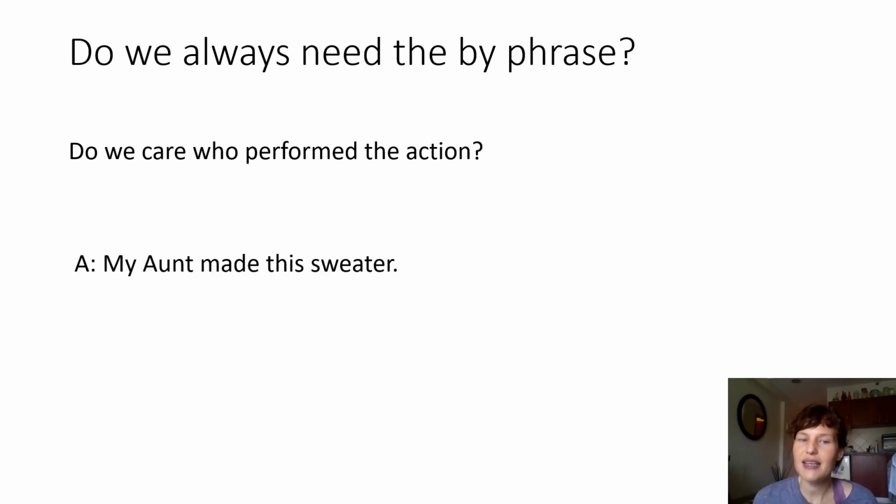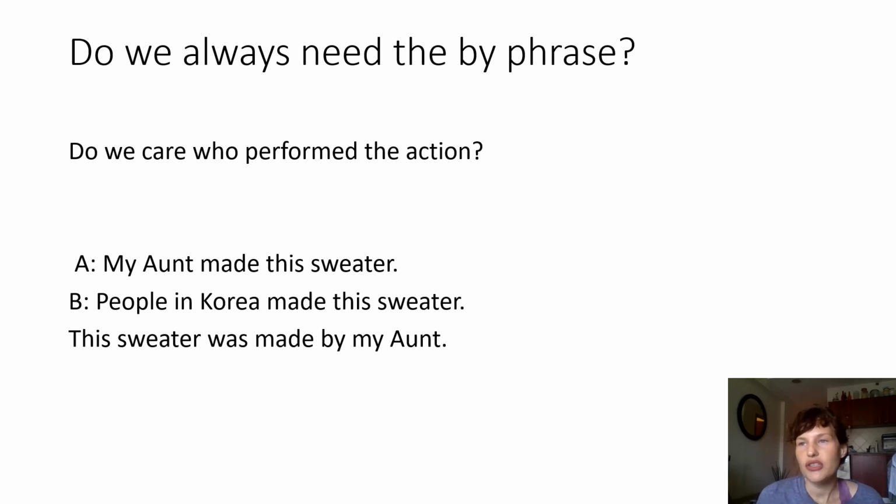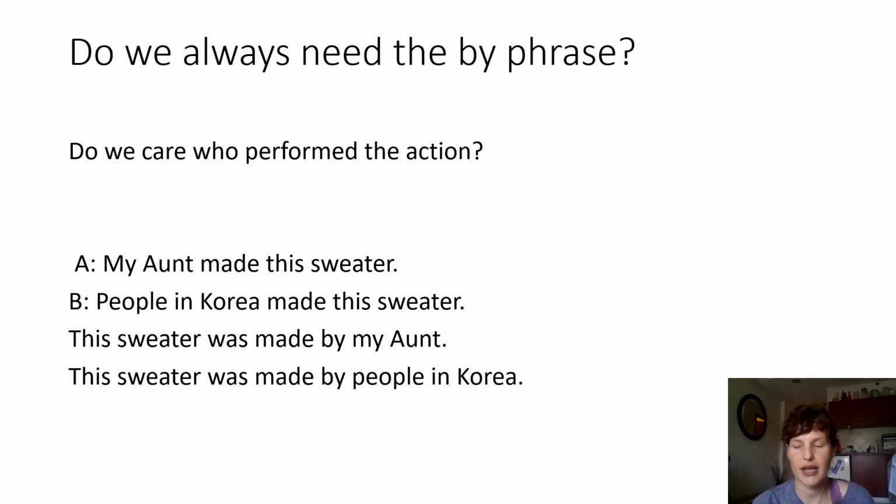For example, if I say my aunt made this sweater, this is sentence A, versus people in Korea made this sweater. Now, I think it's more interesting if you know that this sweater that I'm wearing came from my aunt, she was the creator of it. That's interesting. People in Korea or people in Bangladesh or wherever made your sweater. If you don't know the person, you don't really care who made it.